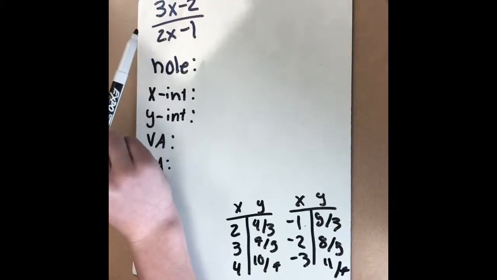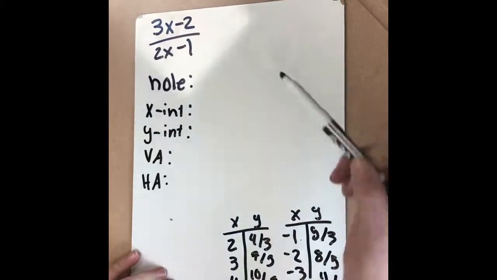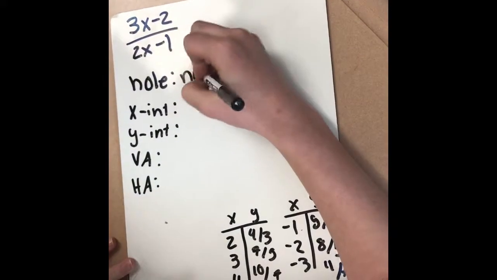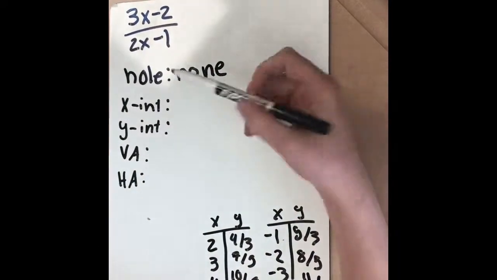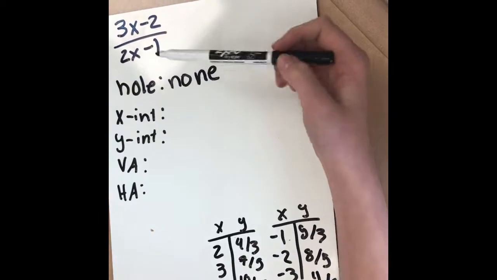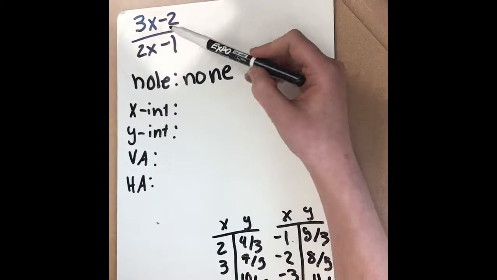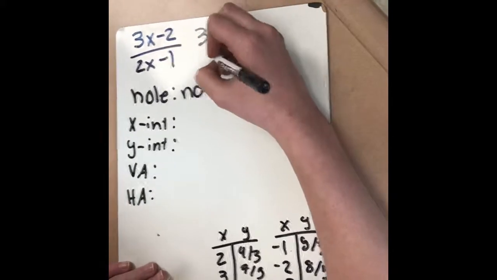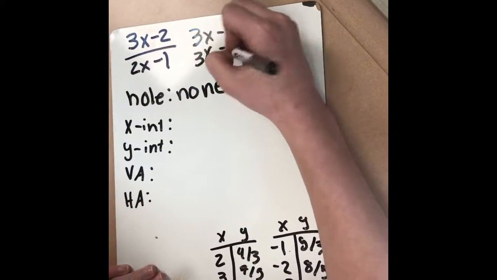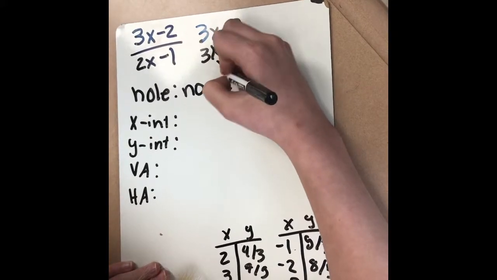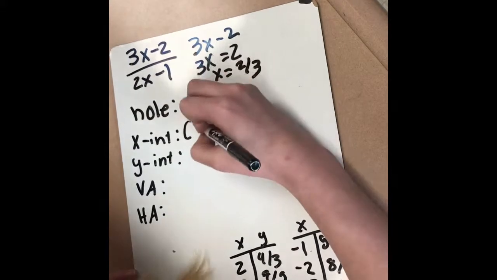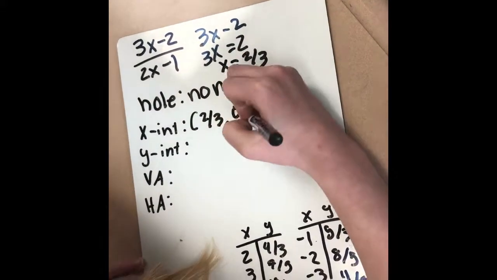So this is our equation. First we're going to check if we can factor, but we can't factor here. And then we're going to check if we can find a hole. Nothing cancels out, so there's no hole. Next we're going to find the x-intercept. To find the x-intercept, we have to set the numerator equal to 0. So 3x minus 2, we're going to bring over like that, and then that's going to be x equals 2/3. We're going to write it as a coordinate, so it's going to be (2/3, 0).